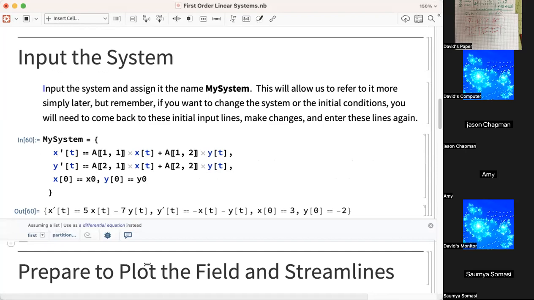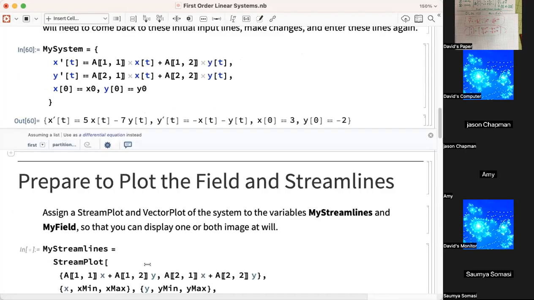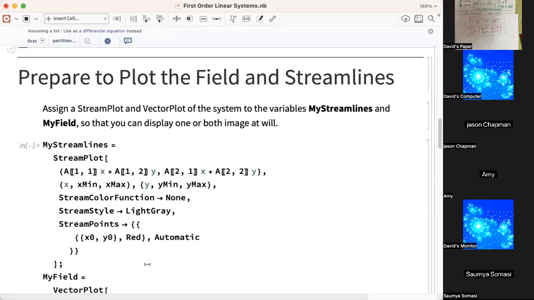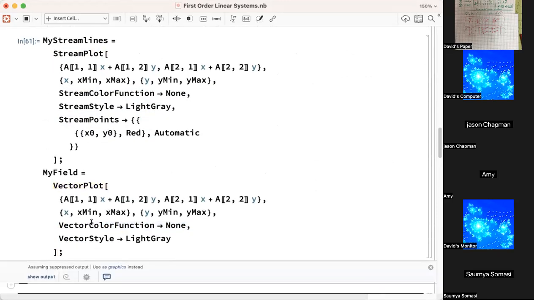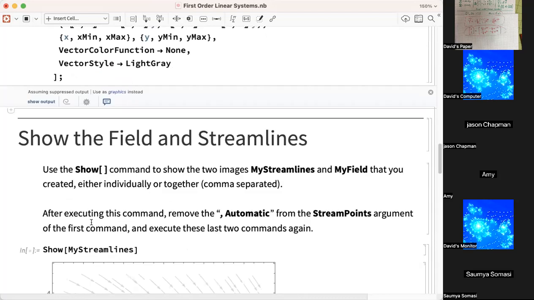Now, I can do streamlines and field for this. And this was the point I made at the beginning of our hour. I went in and I put in the right coloring commands for the current version of Mathematica. That's a little more friendly for you. Notice the stream points. I'm making the one through the initial condition x naught, y naught red. I can add other initial conditions if you like. I will. But here, I want to see that system. I want to see that solution that I just calculated. Notice I had semicolons on this. So now I want to show the stuff that I did.